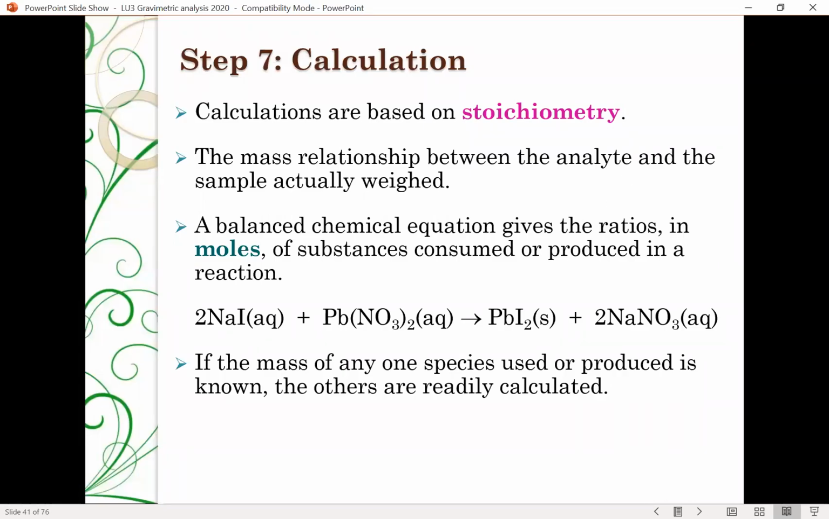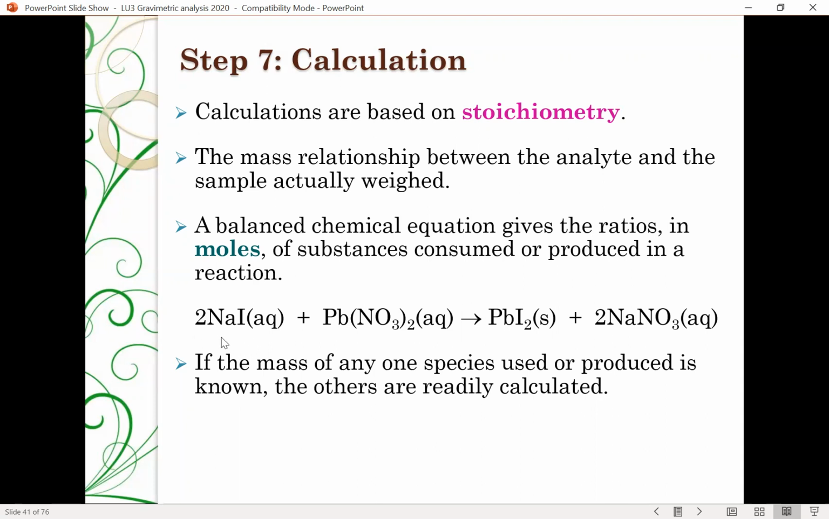Hi, we're going to look into how we calculate after we have finished conducting the precipitation gravimetric analysis. All the calculations for all gravimetric analysis are based on stoichiometry, where the mass relationship between the analyte and the sample that we actually weigh is established, and we calculate from there. A balanced chemical equation gives the ratios in moles of the substance consumed or produced in a reaction.